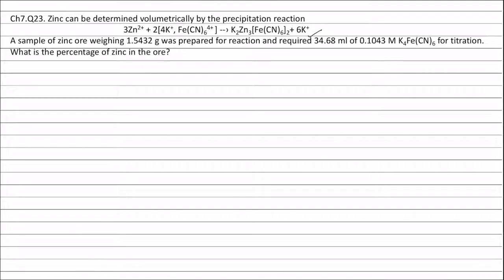Now, zinc present in the ore reacts with K4Fe(CN)6, and as can be seen from the balanced equation, 3 moles of zinc reacts with 2 moles of K4Fe(CN)6. Therefore, the ratio of moles of zinc to moles of K4Fe(CN)6 is 3 by 2.